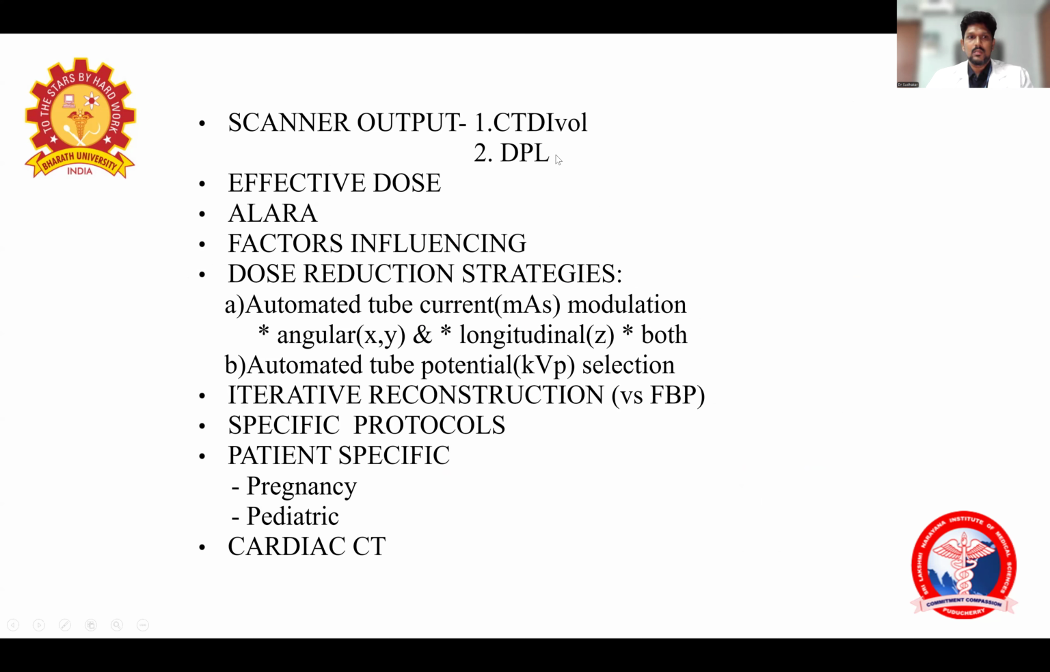Scanner output, which mainly depends on CTDI and DLP. Then effective dose, the ALARA principle, which is very important, and factors influencing the radiation. Dose reduction strategies, which mainly include automated tube current modulation, which is mAs, and automated tube potential modification, which is kVp. Then iterative reconstruction and FBP, the software installed in every CT vendor's machines. Then specific protocols, which we discussed, include pregnant women, lactating mothers, pediatric patients, pediatric routine CT, pediatric cardiac CT, and adult cardiac CT. So the patient-specific ones, which include pregnancy, pediatric, and cardiac CT, were what we discussed.